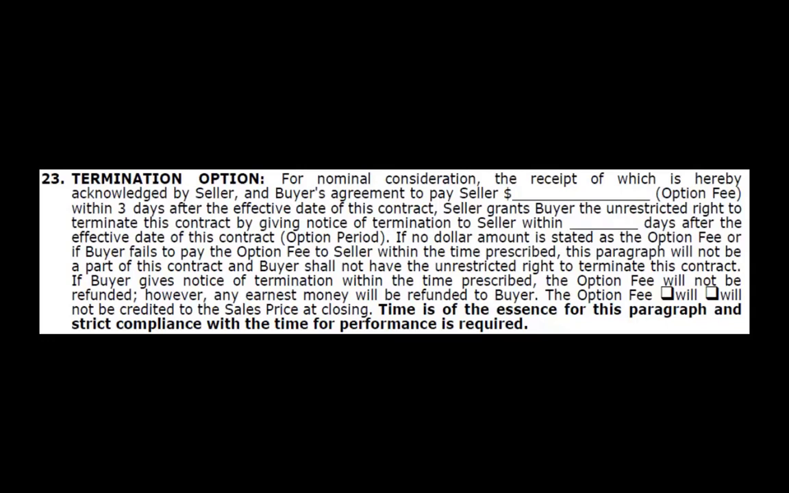Time is of the essence for this paragraph, and strict compliance with the time for performance is required. This is interesting to me, and this is kind of an eye-opening phrase here. That time is of the essence for this paragraph, and strict compliance with the time for performance is required. It's crazy to me that time is not of the essence for the entire contract. What that means is that if you are an hour late, a minute late, shoot, a second late on any of these deadlines, then you can be held accountable for not obeying the terms of the time prescribed here, and what you've got to do during the time prescribed. And so then if you don't do what's required during that time, then this paragraph won't be in effect.